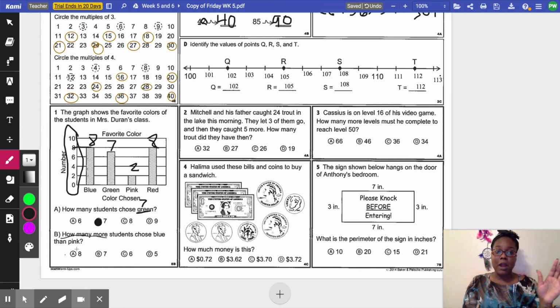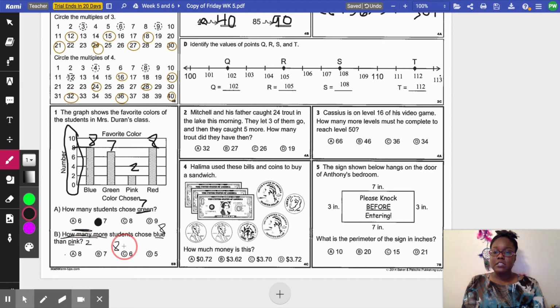My students probably were yelling, stop, stop. How many more? When we see that, we always stop, we underline it, and we put a subtraction sign. Because if it says how many more, we are comparing. And when we have comparison, it's called comparison addition, but you really subtract. So how many more students chose blue than pink? So I'm going to underline blue. I had 8 blue, so I'm going to write the number 8 above blue. Pink, I had 2.